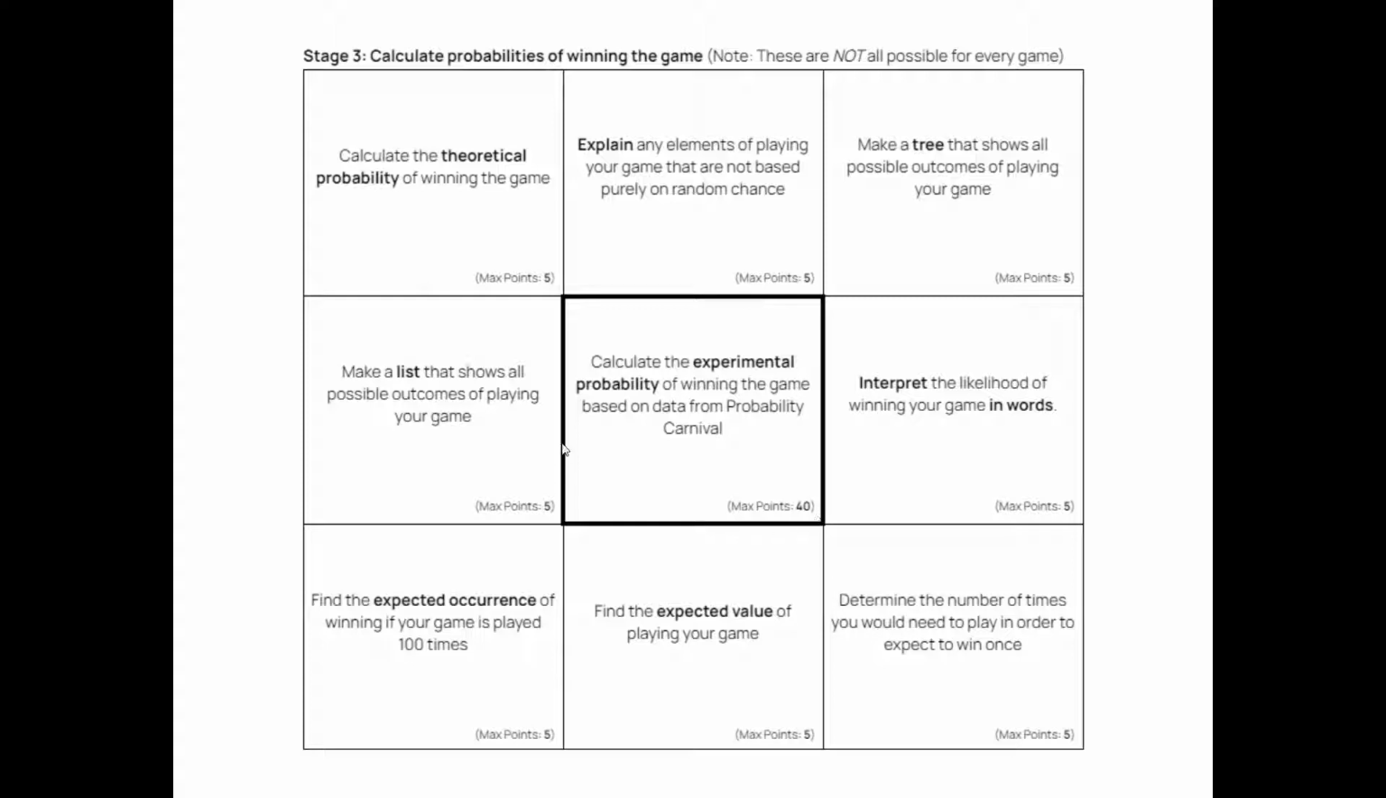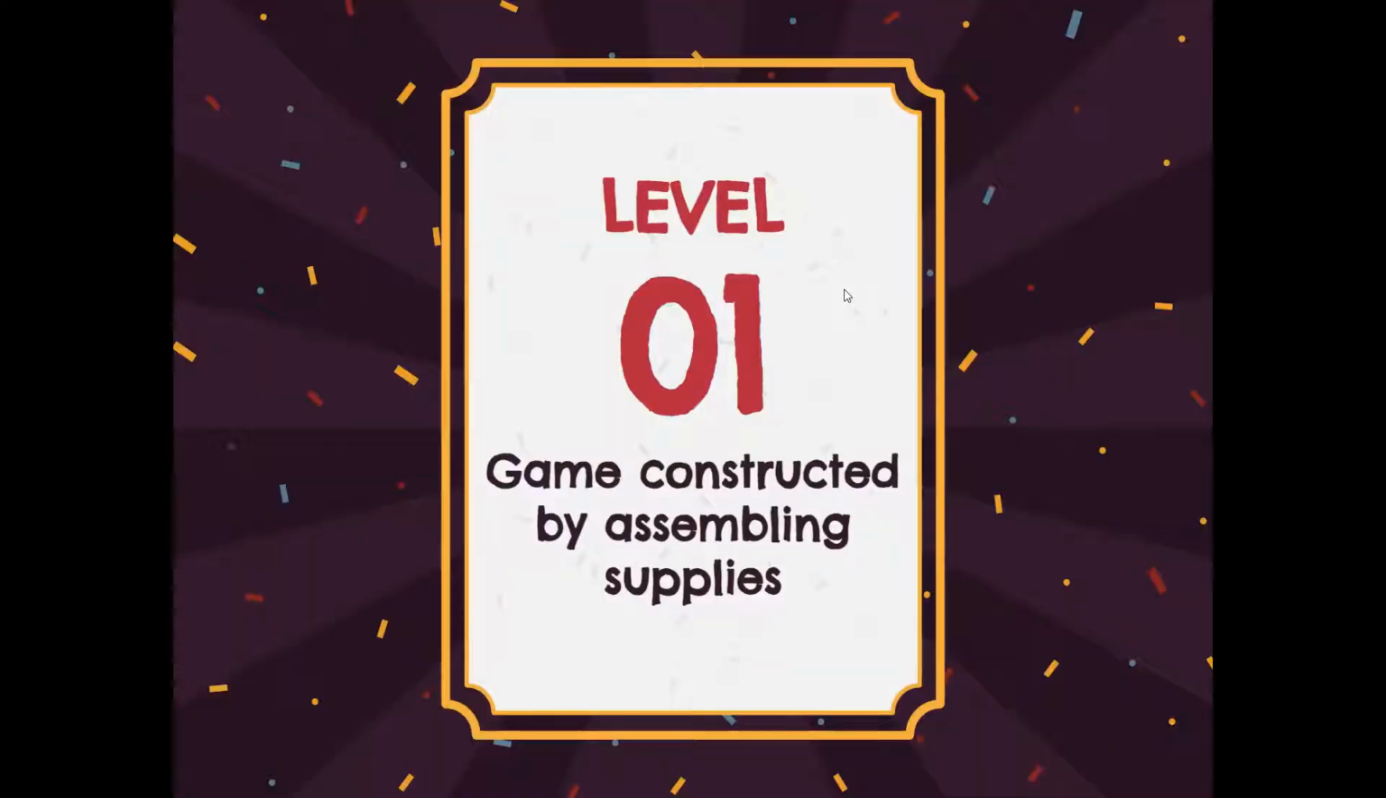Look here, the experimental probability part of this is 40 points. That's too many points to skip. Everything else is optional in the sense that you don't have to do it unless you're going for the maximum points. Now, what is a probability game, you might ask?